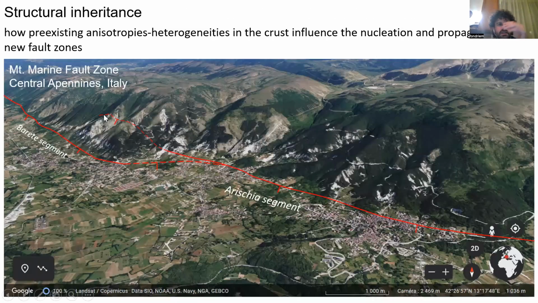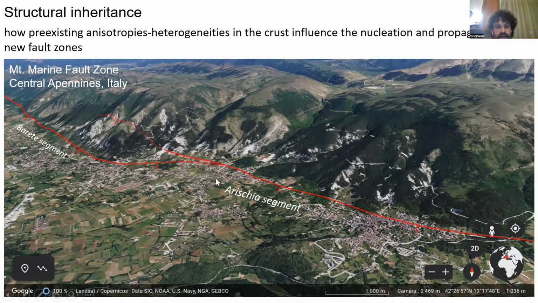Another important, I think fundamental, factor which is controlling for sure the fault zone structure and, for example, its thickness, is structural inheritance. And by structural inheritance, we mean in general how coexisting anisotropies or heterogeneities in the crust are influencing the nucleation and growth of new fault zones.